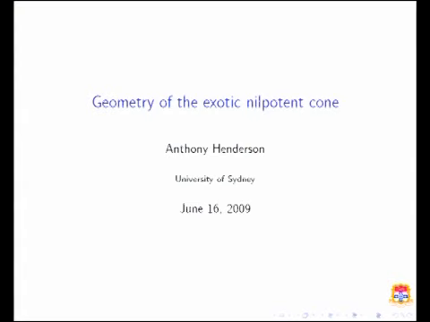To introduce the first speaker of our Sydney series, Anthony Henderson, who will tell us about the geometry of the exotic nilpotent cone.